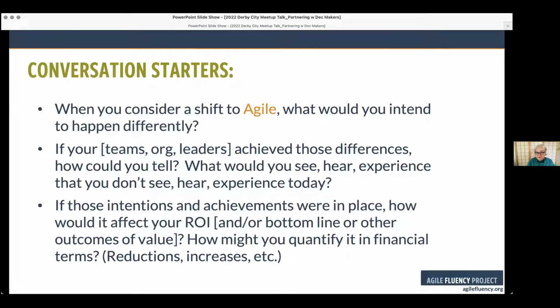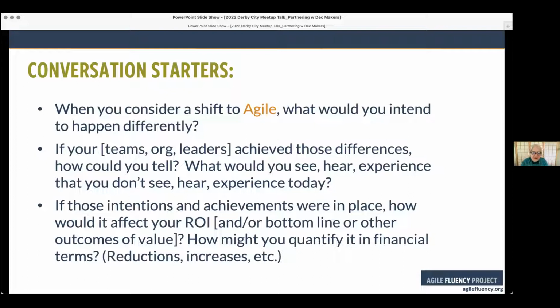So when you're considering a shift to, in our example case, Agile, but it might be a shift to finance through blockchain, I don't know what it might be, but as you're considering this new thing, what would you intend to happen differently? Why would you want to be doing this? We all know that any kind of shift in an organization is going to take up a lot of resources, and by that I mean money, time, attention. Why would we want to embark on something like that? What would need to be happening differently that would make that worth our while?